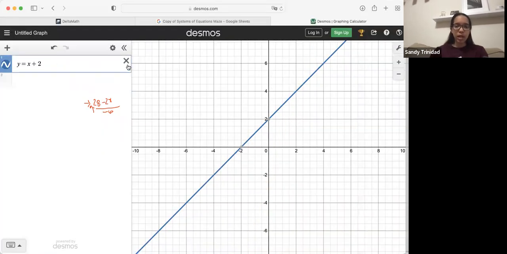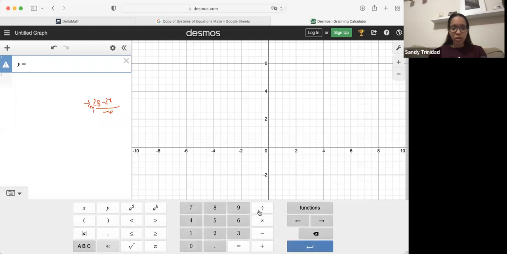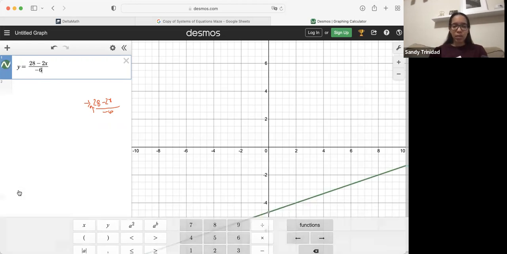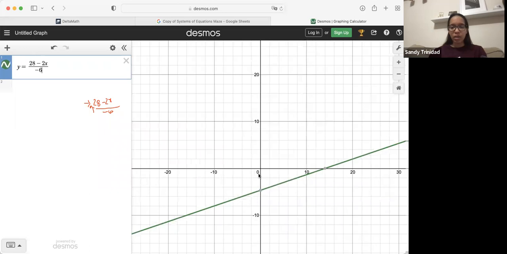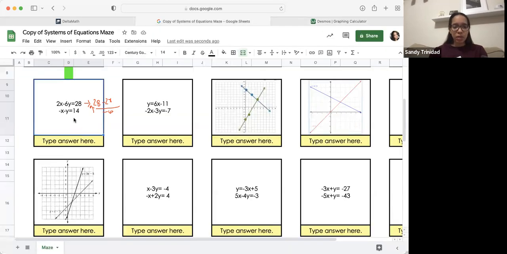So I can delete the ones that I have and now I can put a new one. So I have y equals, and if you want to do a fraction bar, just go to the little keyboard down here and press the division sign. And now I can put 28 minus 2x over negative 6, and it graphs that equation for me. And I can zoom in and now I can see clearly where the intersection is. And then I'm going to do the same thing for the second one, right? I have to get y by itself for that one as well.